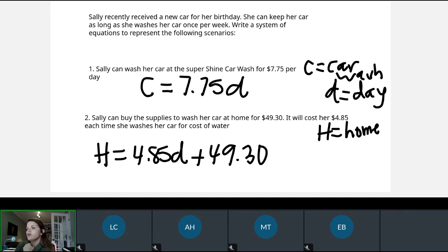Okay, Brianna, you have the numbers correct. You just have your variable in the wrong spot. So what yours says is that to make it at home, it's $300 per day plus $1.35. So you need to change your variable because it's not $300 per day. It's only $1.35 per day.